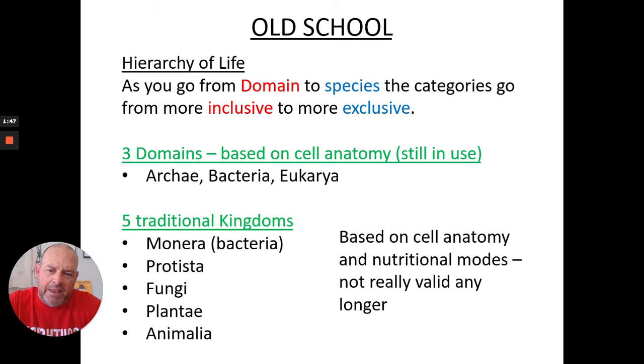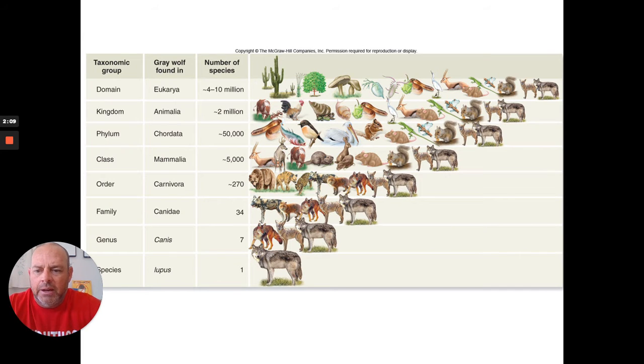And then the other four are still the same: the protists, the fungi, the plants, and the animals. And then at some point they added three domains up above the kingdom. So you've probably heard kingdom, phylum, class, family, order, genus, species. You've probably heard that list before. Well, now domain is up at the top. And at one point, these kingdoms were based on nutritional modes, and that also is not really valid anymore. Things have changed.